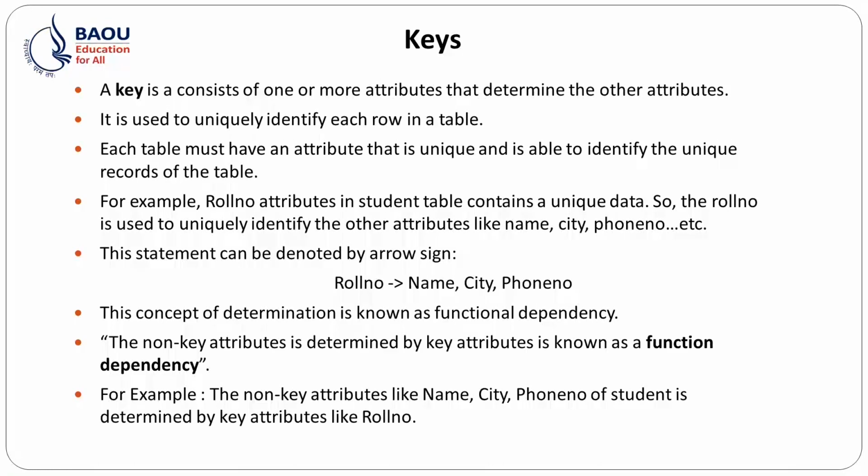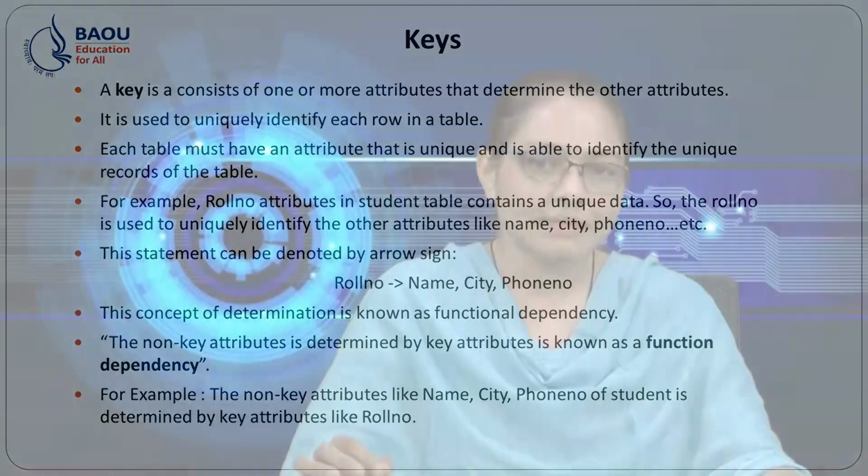For example, in a person table, Aadhaar card, PAN card, or election card is a key attribute because it is used to uniquely identify the records. Same as in an employee table, employee ID is a key attribute. In a customer table, customer ID is a key attribute, etc.